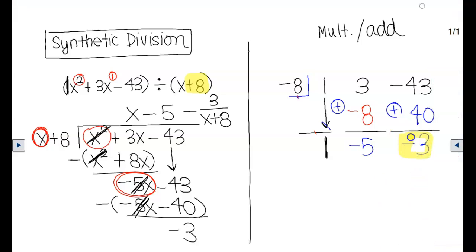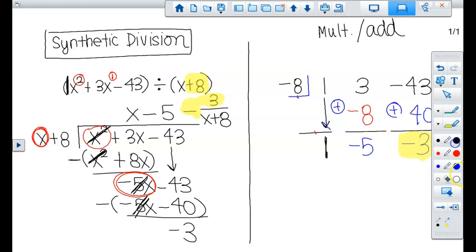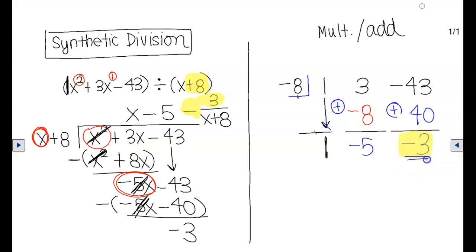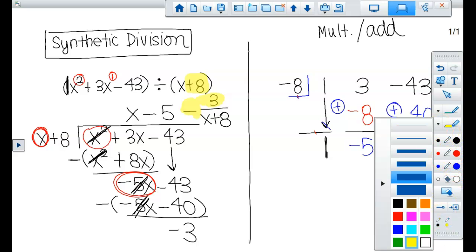So let me talk about this. First of all, where can you see the negative 3 in the answer that we got over here when we did long division? Well, you see the negative 3 in the remainder. So this number out here on the end is your remainder. Always. That's how it will be: that number on the end will be your remainder. Now let's talk about these other 2 numbers.